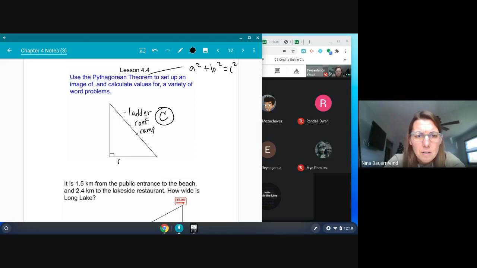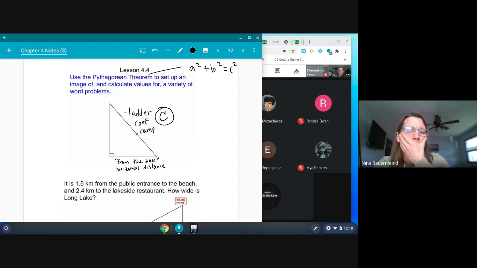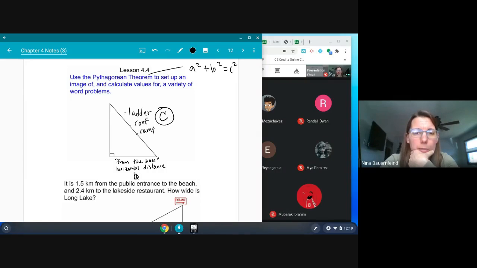If you see the phrase from the base, that is going to mean this side, the bottom. If you see horizontal distance, I'll add more as we go through problems. If we think of more, we can add more. But some other ones, this would be like one of your legs. So I'll just call this, I think I've been using B down here. This would be your B's.